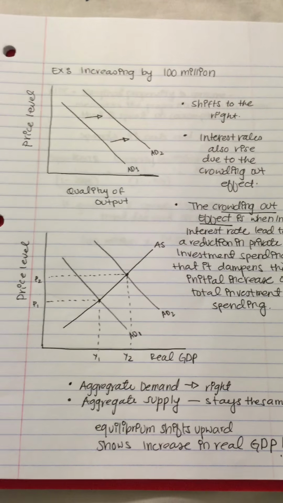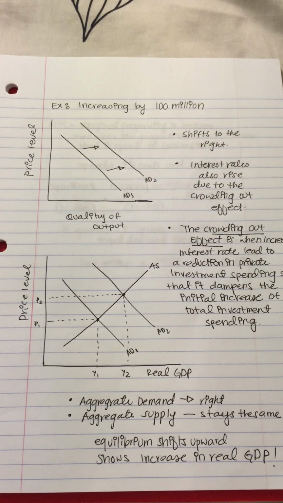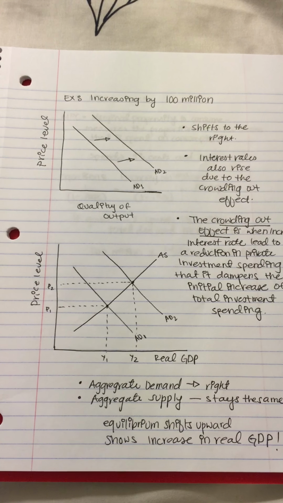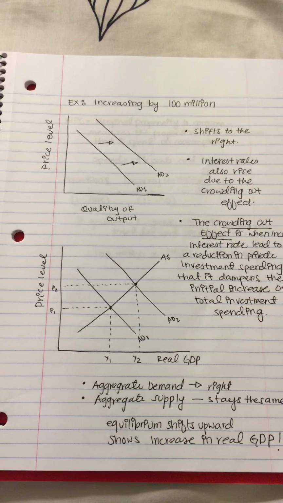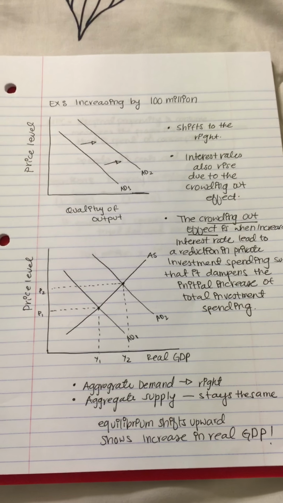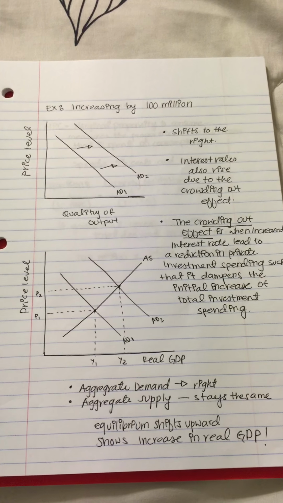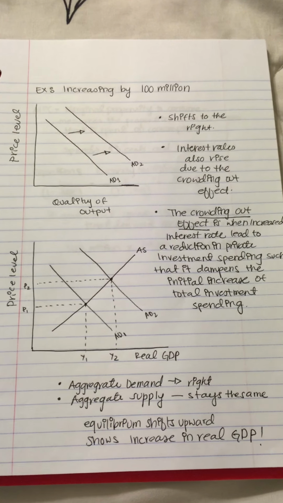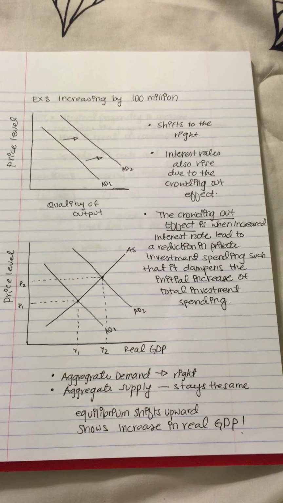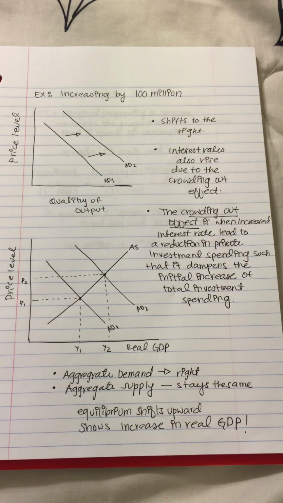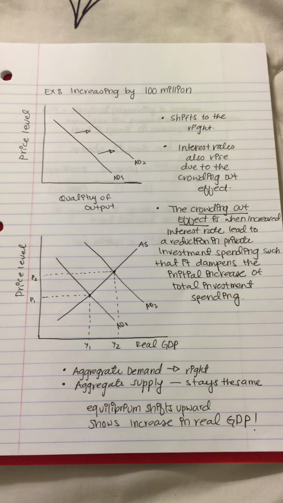So in my example, I'm increasing the spending by 100 million, and as you can see on the graph at the upper left-hand corner, the aggregate demand curve shifts to the right, and when it shifts to the right, the interest rate also rises due to the crowding out effect. The crowding out effect is when increased interest rate leads to a reduction in private investment spending such that it dampens the initial increase of total investment spending.